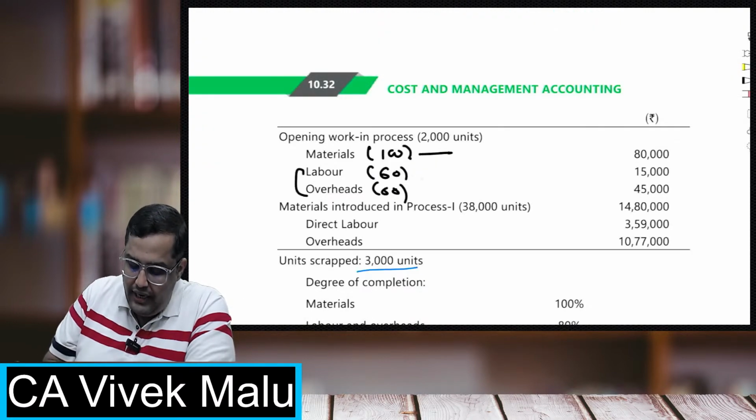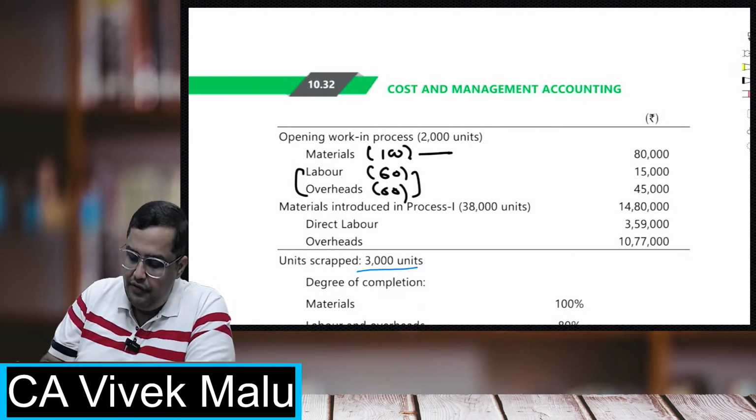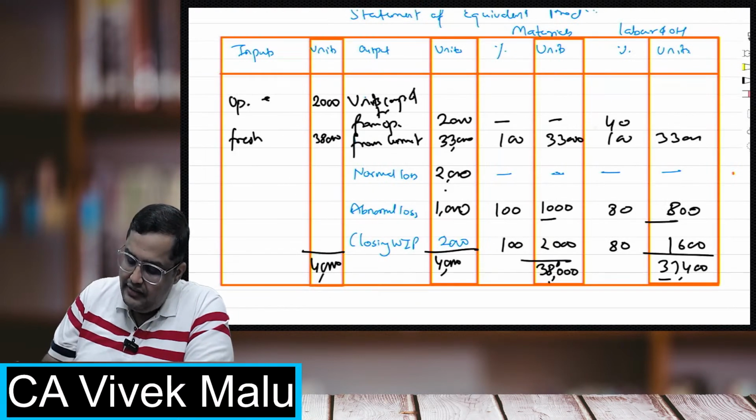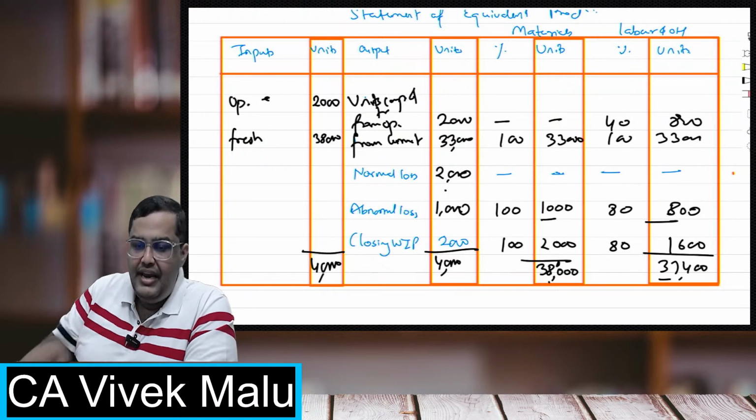For labor and overhead, 60% work is done in the previous year. So 40% work will be done in the current year. I'll just write 40%, 2000 into 40%, 800 units is done in the current year. This is how we make a breakup.